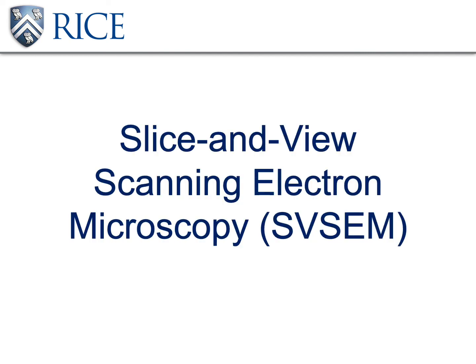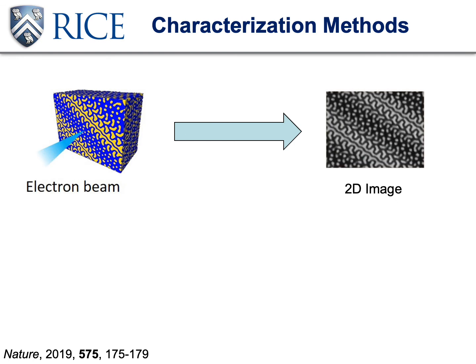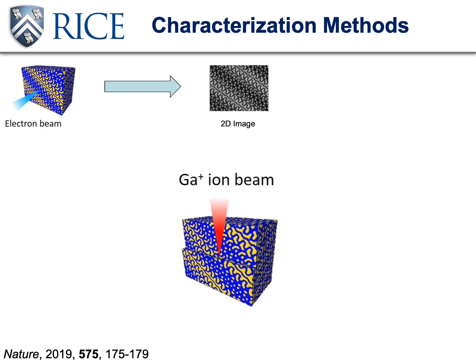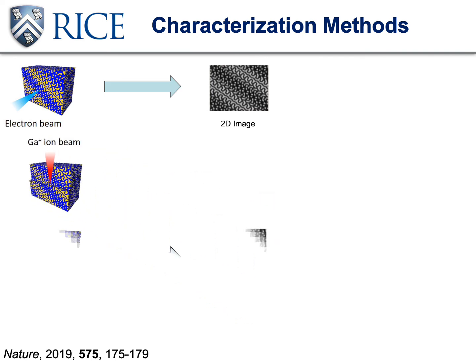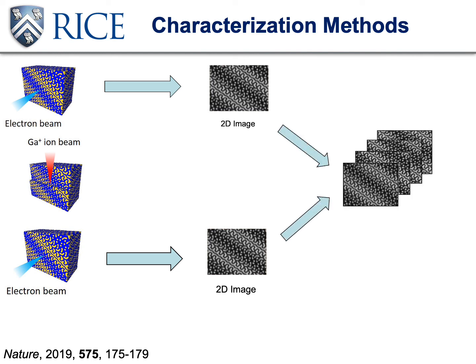For this, we use a method called slice and view scanning electron microscopy. With this method, we can get a 2D image of the surface of a sample, then mill away an extremely thin slice of material we're studying, and get an image of the surface after each slice. Then we can put the images together to reconstruct the 3D structure of our material for clearer in-depth analysis.